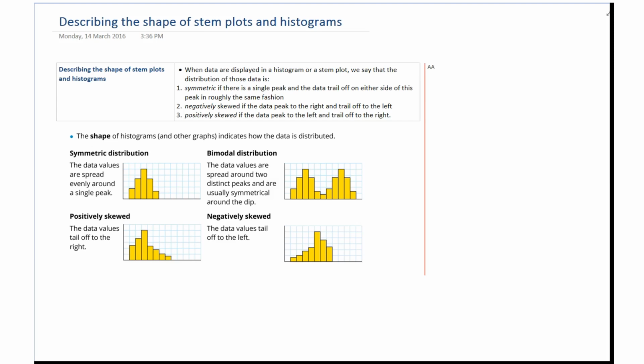So in this video, we'll be describing the shapes of histograms as an example, but you can apply this same process to a dot plot as well, a stem plot, whatever you've got. You can still look at the shapes based on what you see. Okay. So when we're looking at these, we've got four general shapes. Shapes of histograms and other graphs indicate how the data is distributed.